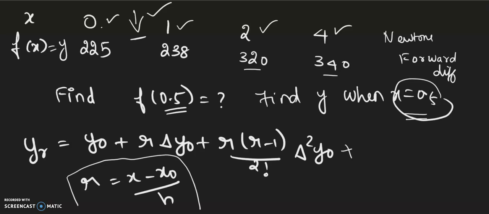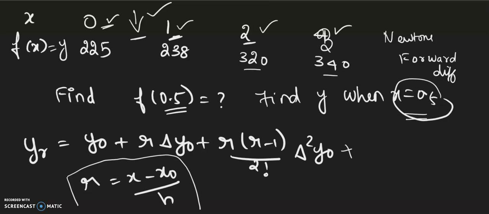See the x values: the first value is 0, the second value is 1, the difference is 1. Then the third value is 2, the difference is 1, right? And the next value should be 3. Sorry, I have written 4. The next value should be 3. The equal interval should be there, only then can we apply Newton's forward difference. So check whether they are at equal intervals and then find whether the point lies in the beginning or at the end.